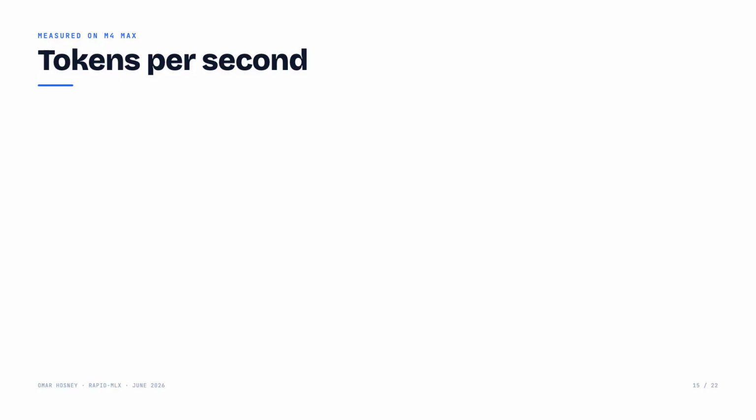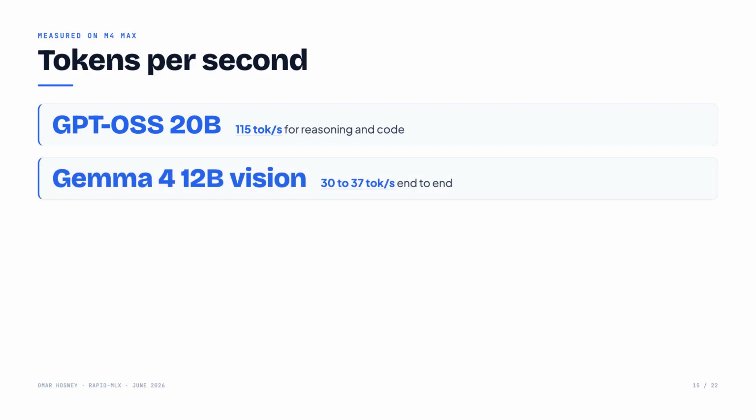GPT-OSS 20B sustained 115 tokens per second for reasoning and code. Gemma 4's vision ran between 30 and 37 tokens per second, end to end, and every bit of it ran on the GPU inside 64 gigabytes of unified memory.